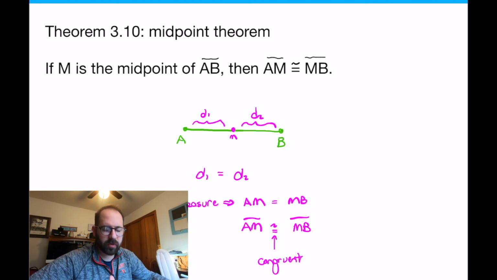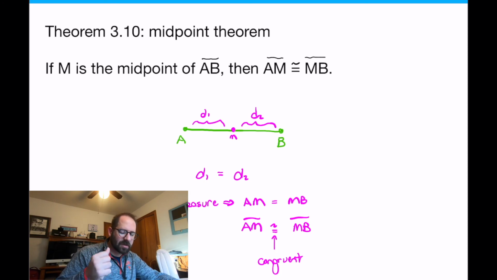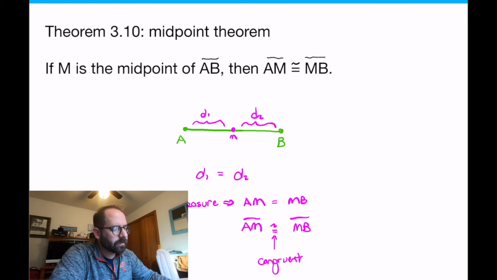So that's the whole proof you're looking at right there. It's really straightforward. It talks about the definition of midpoint, talks about measurement, and then those measurements make it congruent. So that's it for today. That's all I have. So it's a lot of properties, I know.